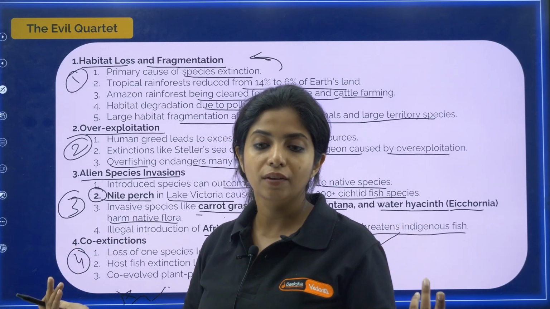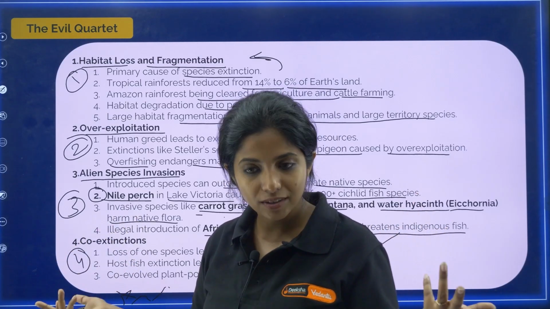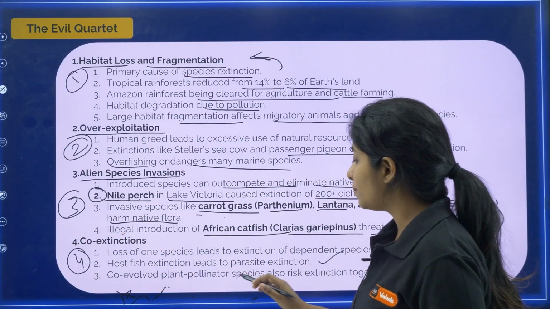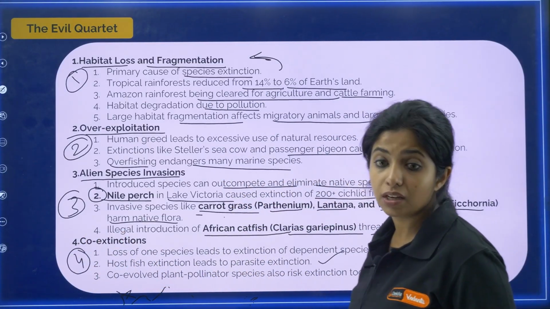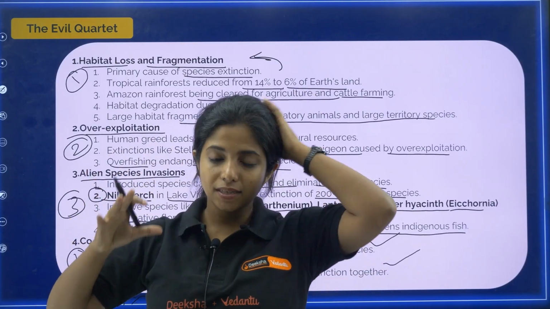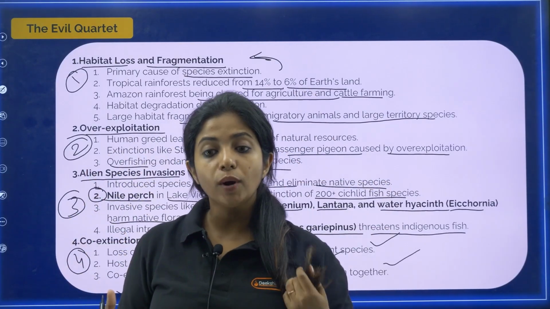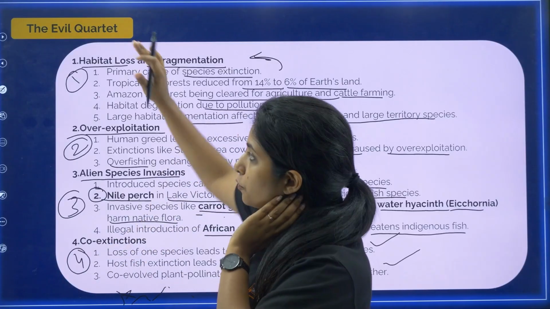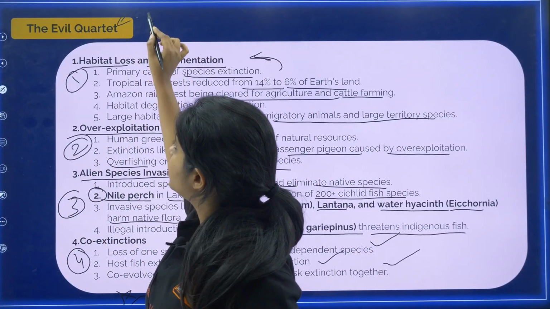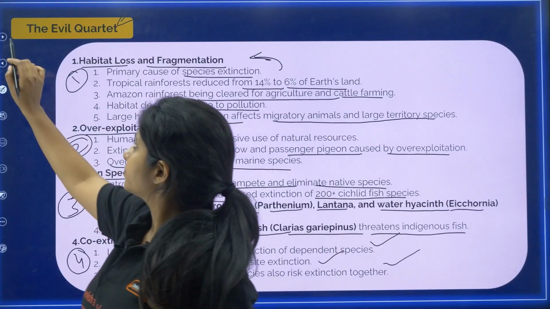Human beings, if they are not there, my dear children, they are also going to die. So host and parasite, they also have this thing. Co-evolved plant pollinator species also go extinct together. The plant and the pollinator which have coexisted until now, they also have a chance for what? Extinction. So these are the 4 things which is why biodiversity loss can happen, which is why they are known as the evil quartet, 4 evil things.